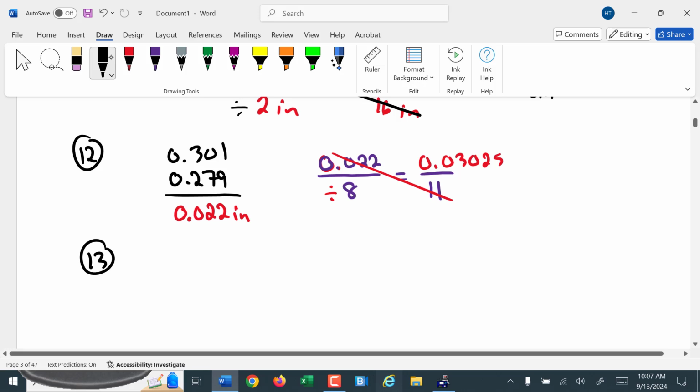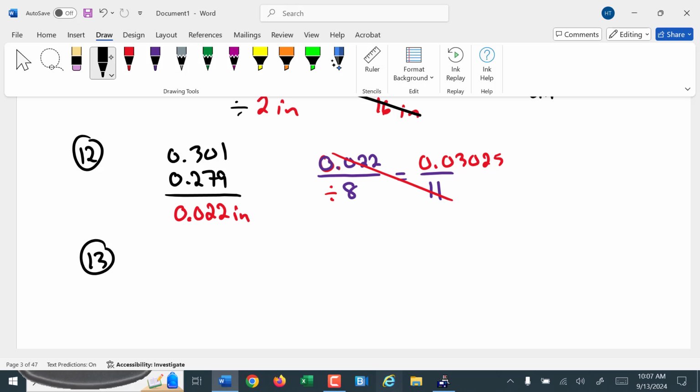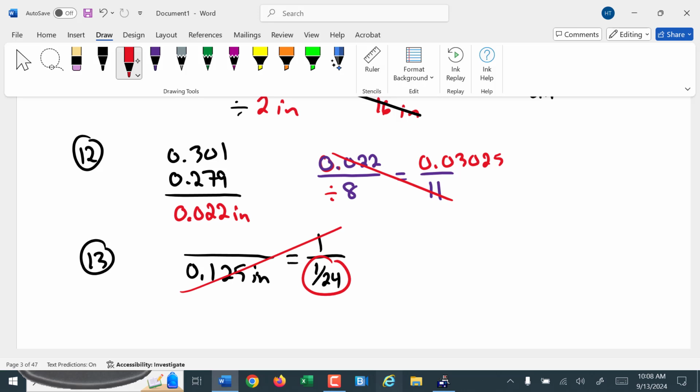Number 13. So how many threads are required to go 1/4 inch on a 24 TPI? So we want to go not 1/4 inch, but 0.125 inches. One thread is equal to 1/24 of an inch. So it's 0.125 times 1 divided by 1/24.